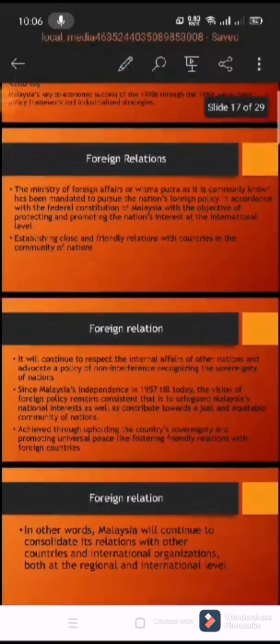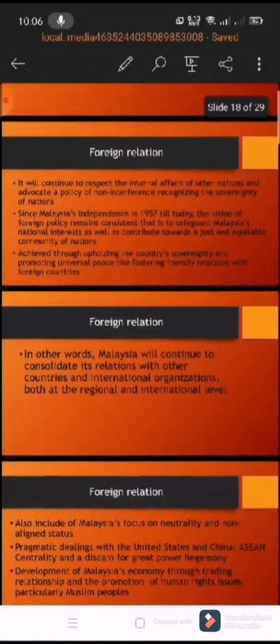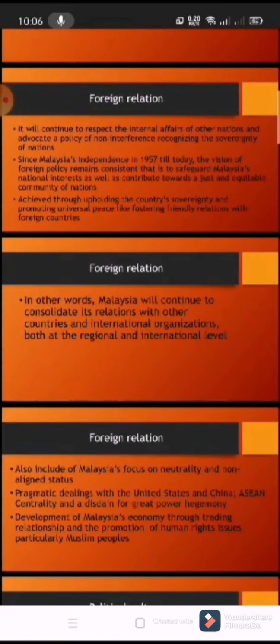Foreign relations. The Ministry of Foreign Affairs, Wisma Putra as it is commonly known, has been mandated to pursue the nation's foreign policy in accordance with the Federal Constitution of Malaysia, with the objective of protecting and promoting the nation's interests at the international level, establishing close and friendly relations with countries in the community of nations. It will continue to respect the internal affairs of other nations and advocate a policy of non-interference, recognizing the sovereignty of nations. Since Malaysia's independence in 1957 till today, the vision of the foreign policy remains consistent, that is to safeguard Malaysia's national interests as well as contribute towards a just and equitable community of nations.